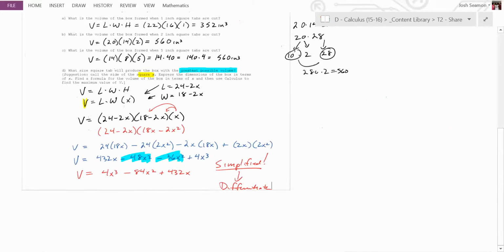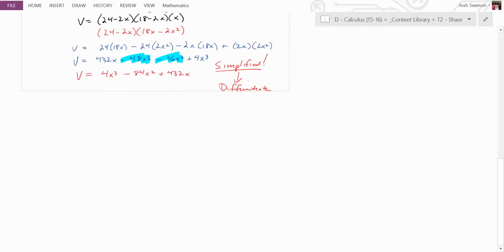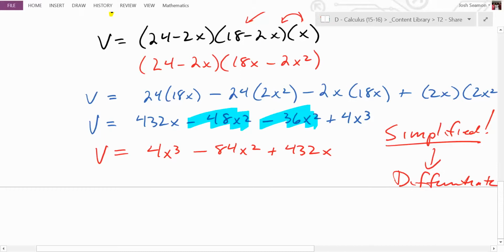Those are bigger numbers, but is that a relatively straightforward equation? It's relatively straightforward. The numbers are bigger, but that's the only thing that's annoying about it. So when we take the derivative, we get V prime of x. What do you end up with? 12x squared minus 168x plus 432. And now we're interested in where that equals what? 0. So we have 0 equals this thing.